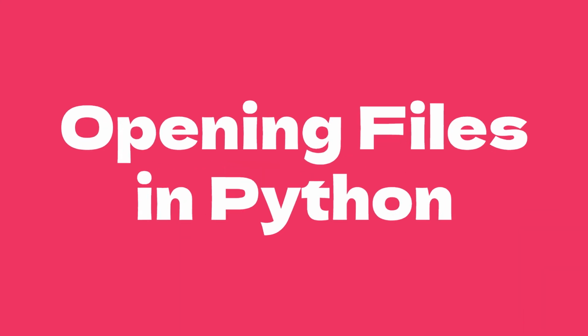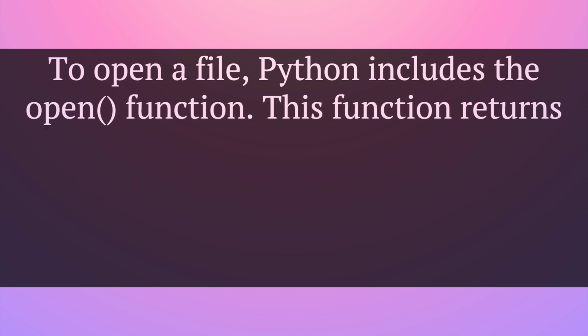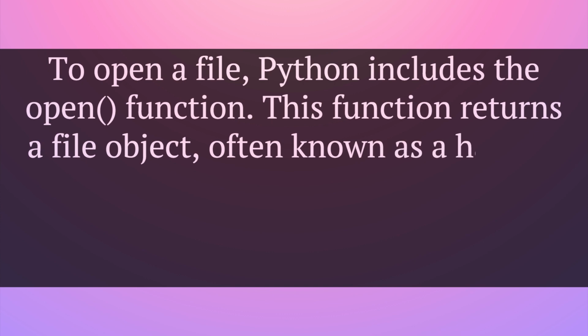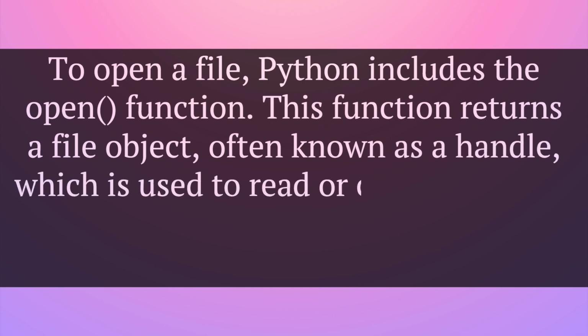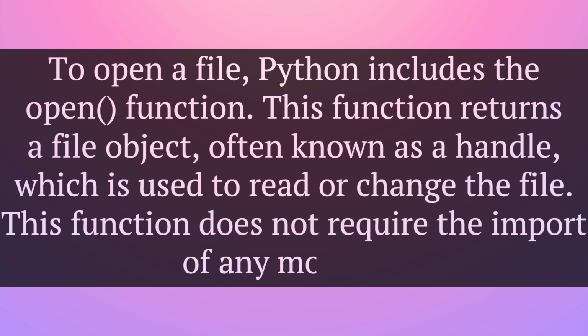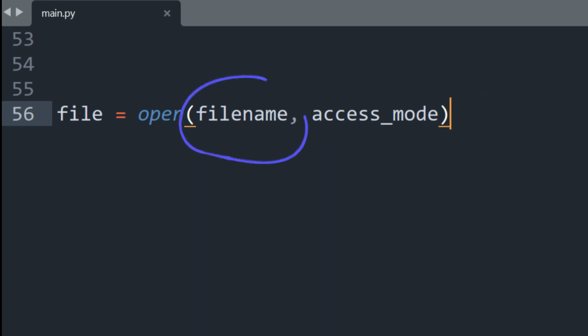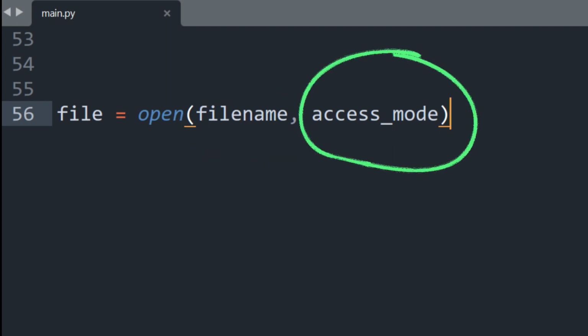Opening files in Python. To open a file, Python includes the open function. This function returns a file object, often known as a handle, which is used to read or change the file. This function does not require the import of any modules. Here is the syntax of opening a file in Python. Where filename is the name of the file that the file object has to open, and access_mode is the attribute of the file that tells which mode a file was opened in. Default is reading in text mode.